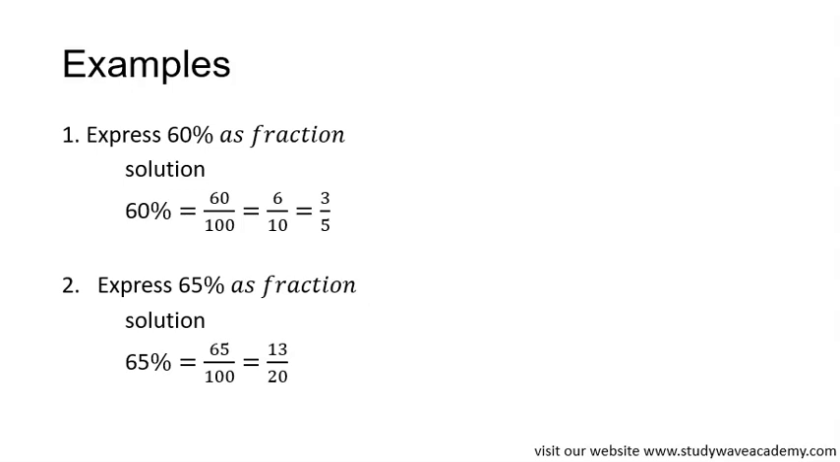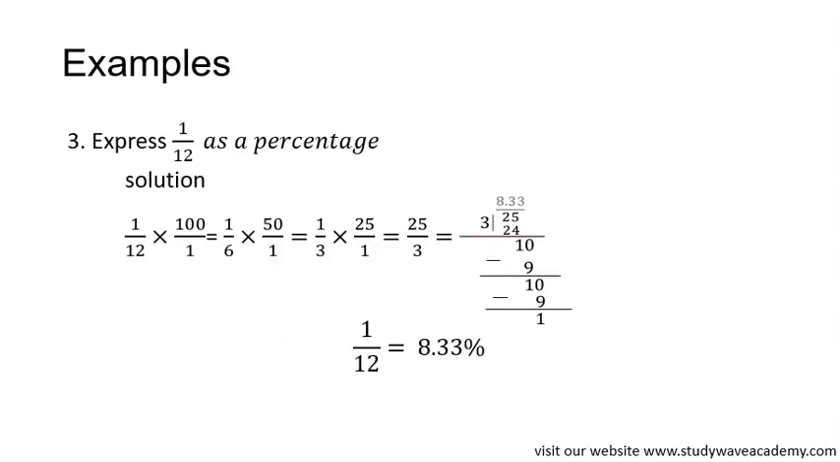Okay, let's look at more examples. Here we have express 1 over 12 as a percentage. This is already a fraction. We are to express it as a percentage. So we have 1 over 12 times 100 over 1. Remember, the 100 is percentage. We have to express 1 over 12 as a percentage, so we're multiplying it by the percentage 100.